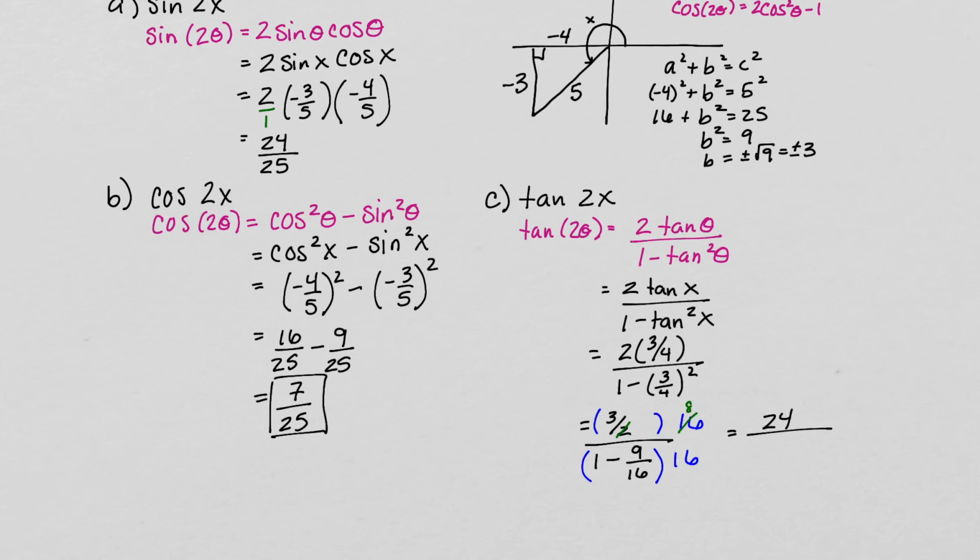On the bottom, I have to distribute the 16. So I have 16 times 1, and then I also have 16 times this negative 9 over 16. So I'd end up with 16. In the second part, the 16 in the little denominator and the 16 would cancel each other out, and so I'd have minus 9. And so that gives us 24 over 7. Questions?